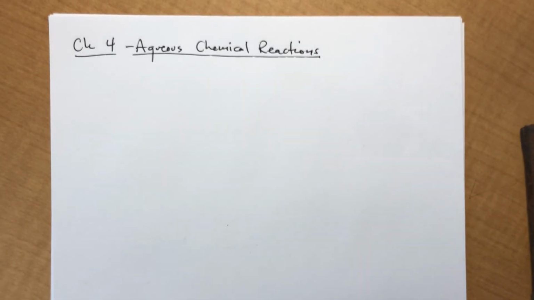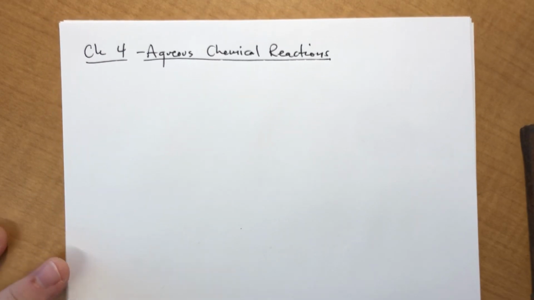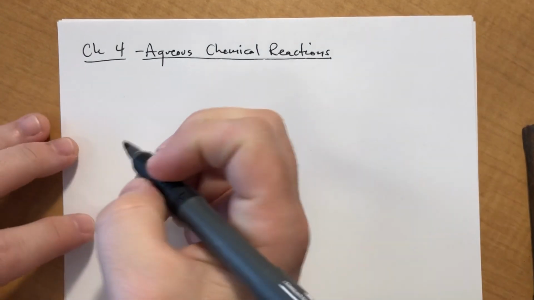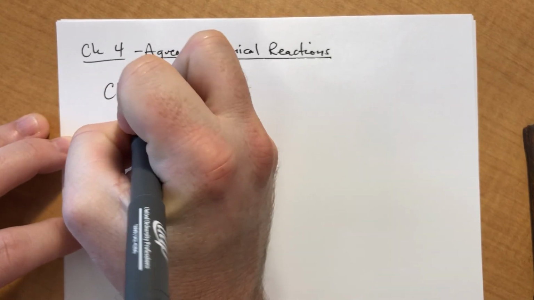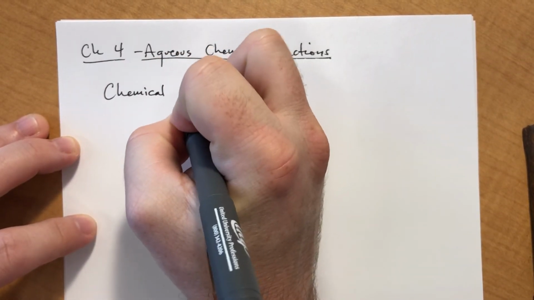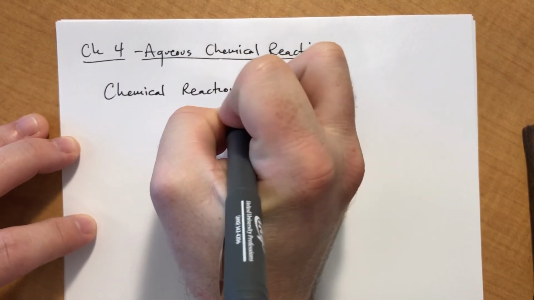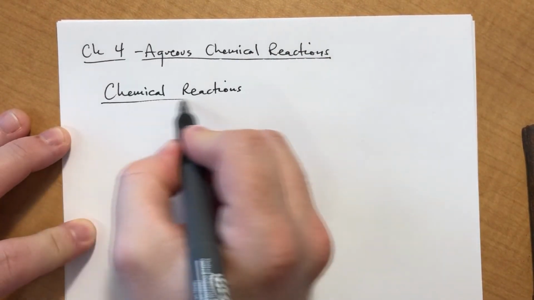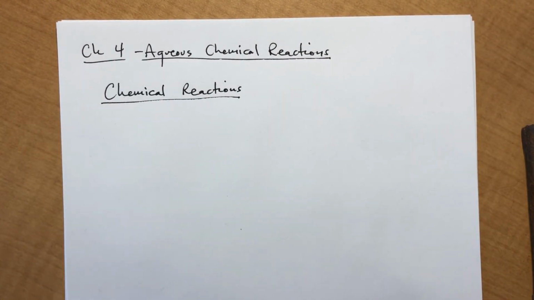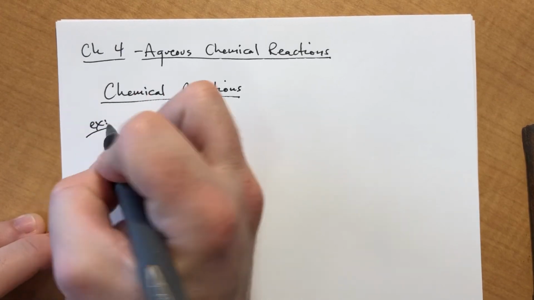All right, so this is the beginning of chapter 4, which is about aqueous chemical reactions. So we need to talk about chemical reactions first. In general, we need to talk about how chemical reactions are set up, and more importantly, how we write them and how we keep track of things. Okay, so I'm going to work through an example and just point out a few things here.